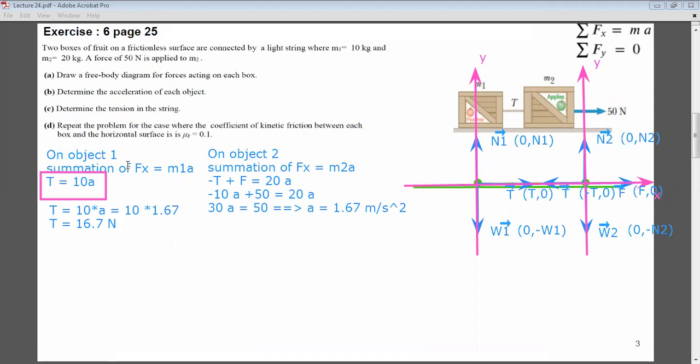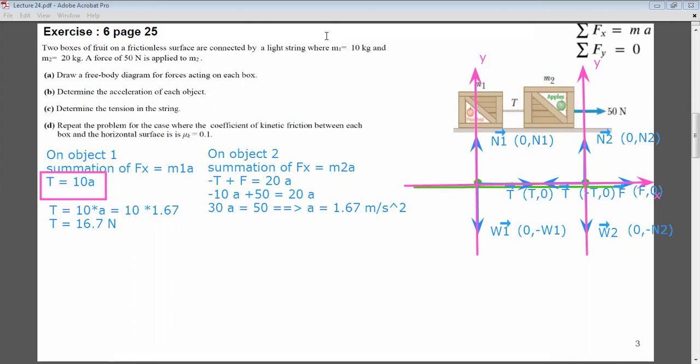Then it tells me, okay, let's solve the whole problem first using two equations, two unknowns, and then we will do it using the system approach. So repeat the problem in case there is friction now, and the kinetic friction is mu k equal to 0.1. So I'm going to repeat the same problem. So let's repeat it in red.